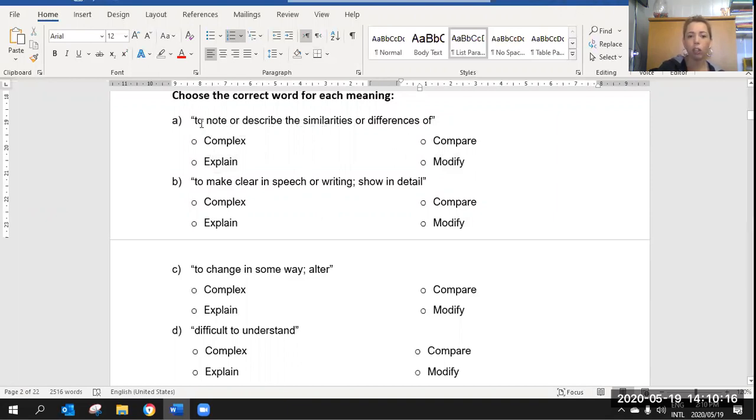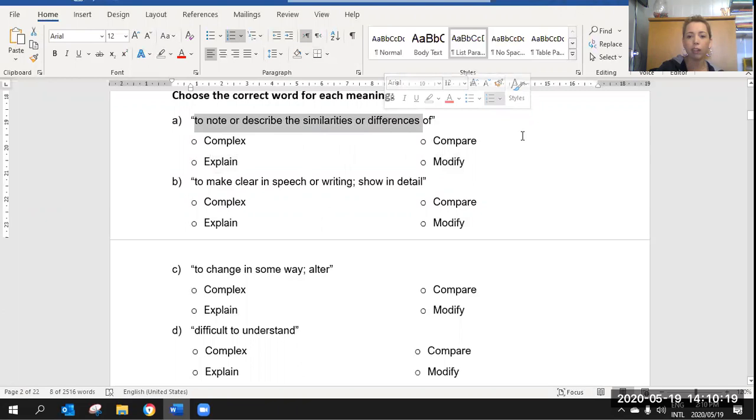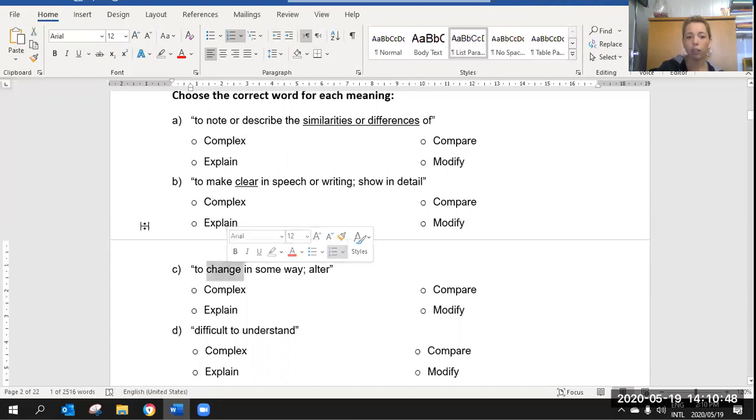The first one, to note or describe the similarities or differences of. Now if I look at that, the thing that draws my attention, the part of this explanation, is the similarities or difference. So I'm going to underline that. The next one says to make clear in speech or writing, to show in detail. And there the word clear is what's important to me. Number C, to change in some way, to alter. There the word change is important. And D, difficult to understand, the word difficult.